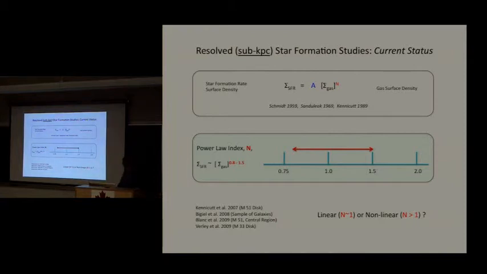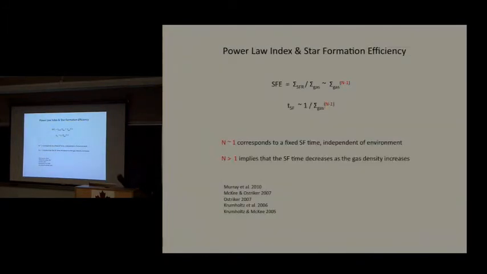The reason that is important for us is because if you define a parameter called star formation efficiency, which is the ratio of star formation rate and gas surface densities, and if star formation rate density follows a power law, you just replace the numerator, and you get a relationship where the exponent is n minus 1. And if you flip the star formation efficiency, it gives you a quantity called star formation timescale. It's directly related to the power law index.